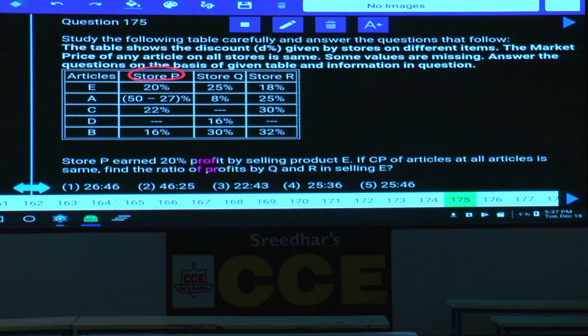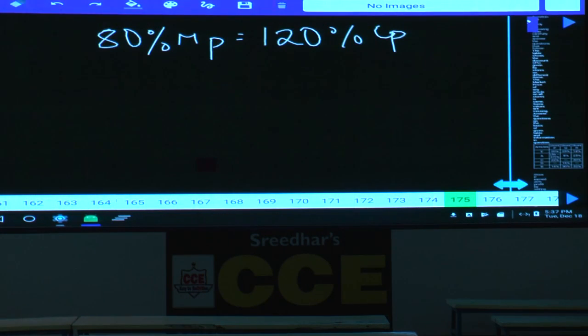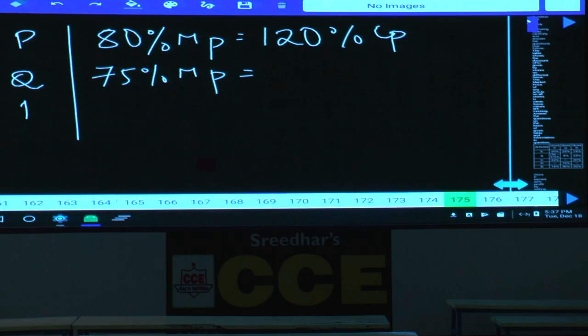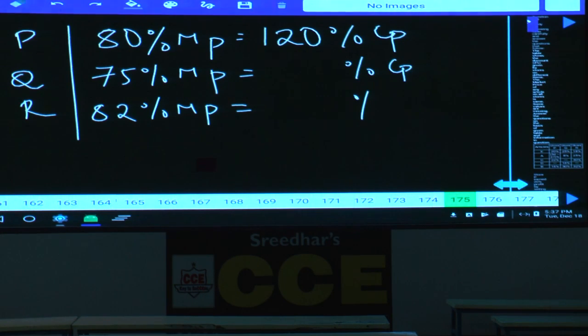Next. Store Q is giving 25% discount. Store R is giving 18% discount. If store Q gives 25% discount, selling price becomes 75% of market price. This is for Q, and this is for R. R is giving 18% discount. If R gives 18% discount, selling price becomes 82% of market price. Now I want to calculate what percent of cost price these form for both Q and R.